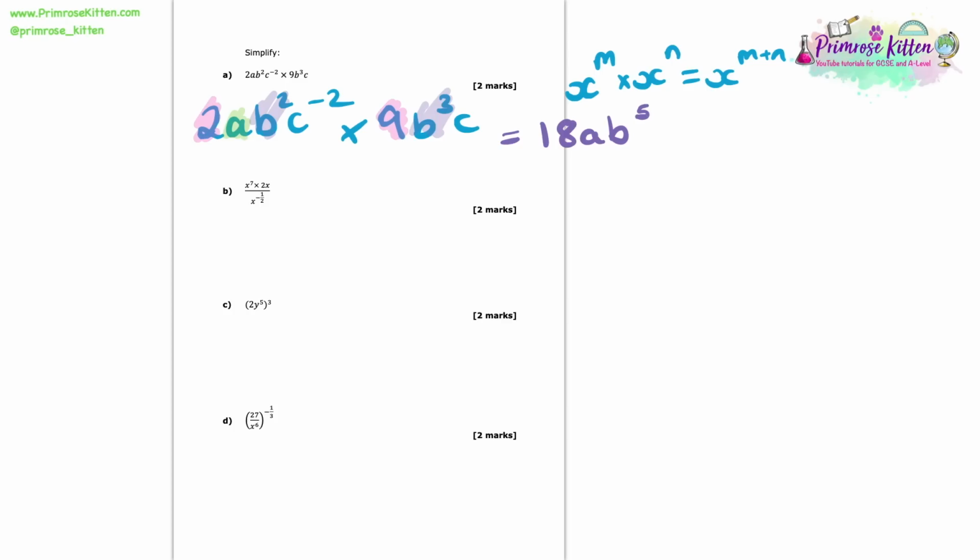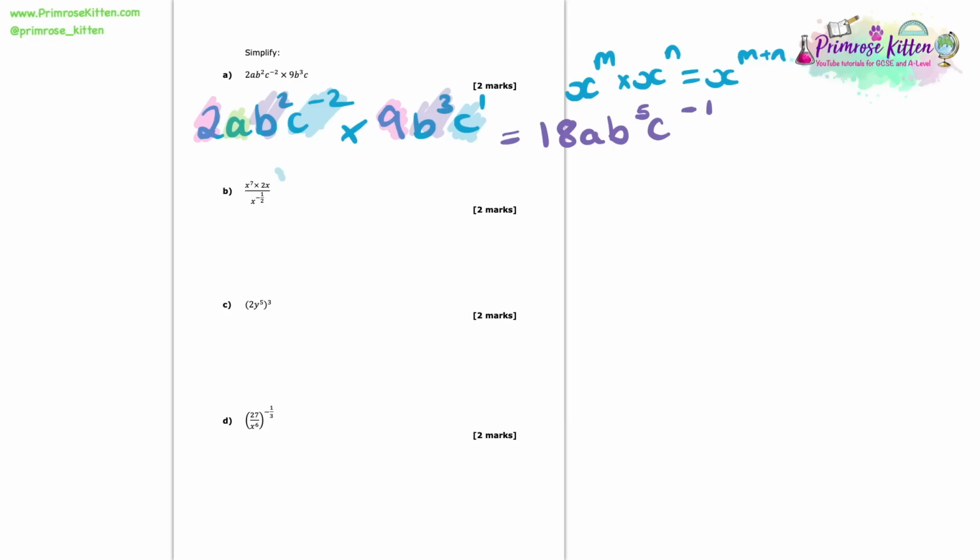And now we're going to do the same with c to the power of minus 2 times by c. Don't forget that c, it hasn't got a power written there, but it's actually to the power of 1. So here we need to do c to the power of minus 2 plus 1, which of course is going to give us c to the power of minus 1. And there we've done part A.